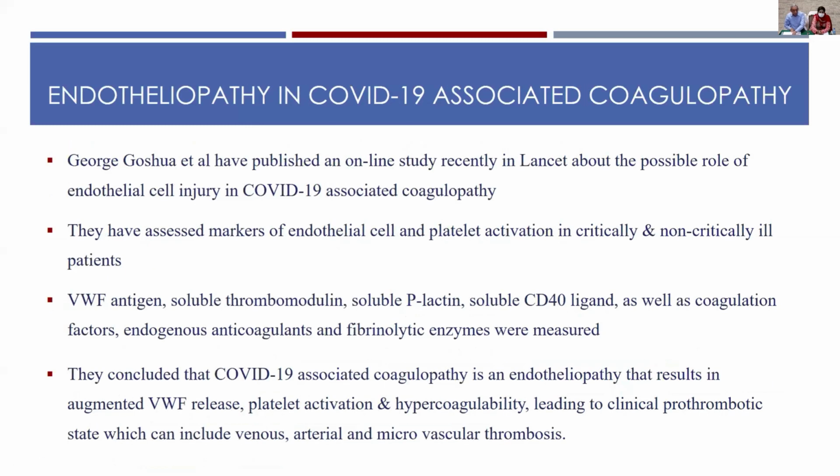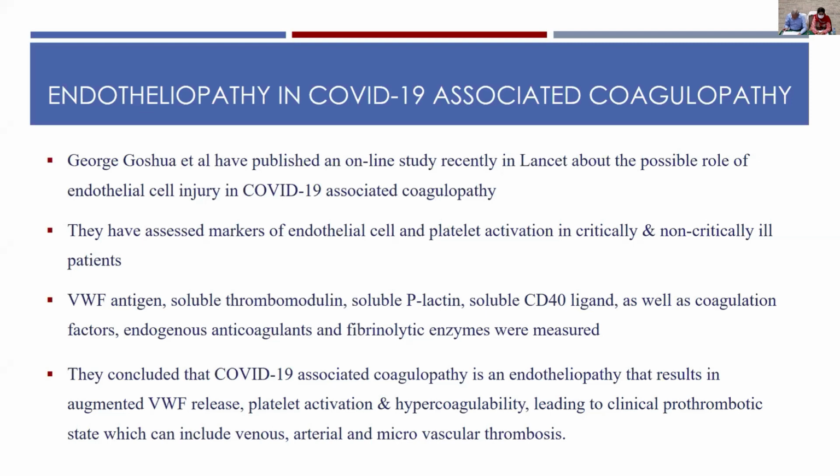Now, something which Gian mentioned was the endotheliopathy. Very recently, we have had a study reported by George Goshua, an online study reported in Lancet, about the possible role of endothelial cell injury in COVID-19 associated coagulopathy. And this is probably the first study coming out from the Yale School of Medicine, in which they have assayed biochemical markers to characterize what they are trying to say. They believe that the increase in the level of von Willebrand factor antigen, the soluble thrombomodulin, soluble P-selectin, soluble CD40 ligand, as well as coagulation factors, endogenous anticoagulants, and fibrinolysis, which they had measured with controls, was the key for all these things that was happening.